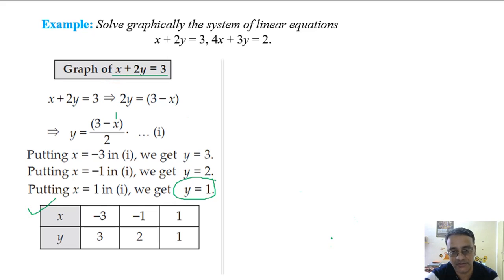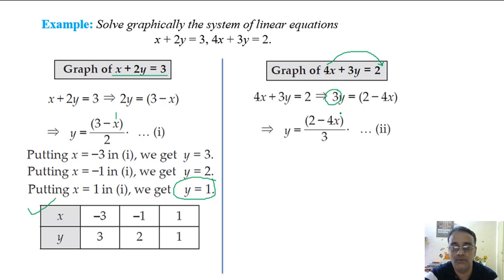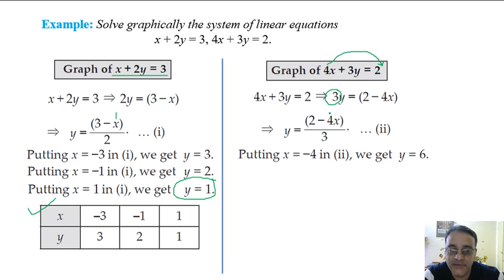Now for the second equation, 4x plus 3y is equal to 2. We will shift 4x to this side. So we will get 3y is equal to 2 minus 4x. Then we shift 3, so what will we get? 2 minus 4x by 3. Yes, 2 minus 4x by 3. Here also we'll first take minus 4, minus 1. So first let us take minus 4.